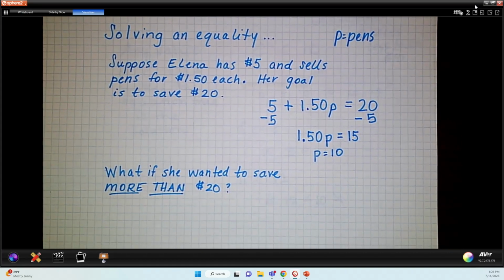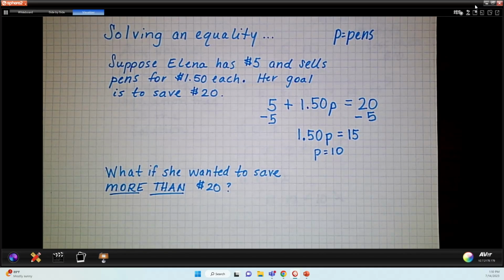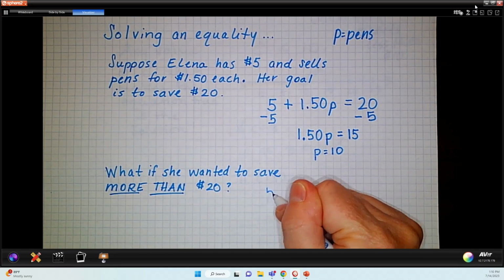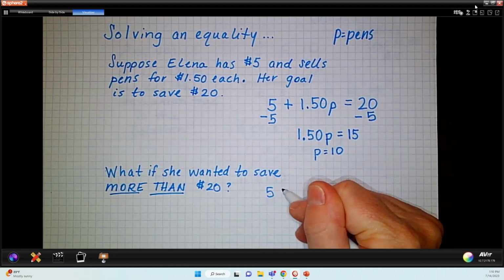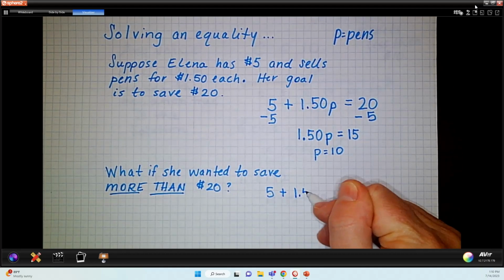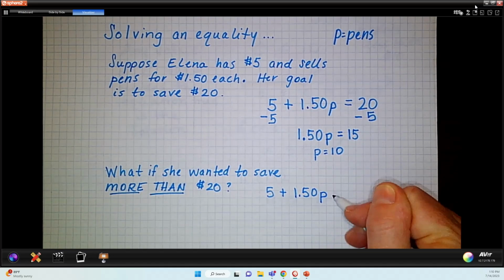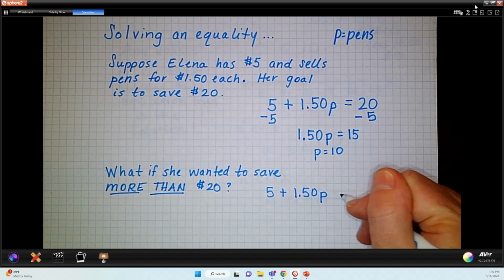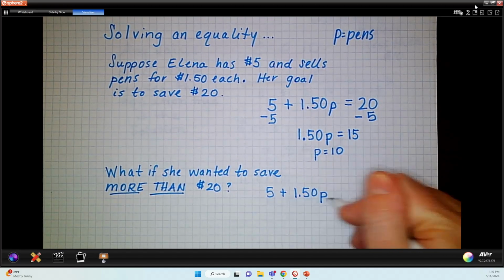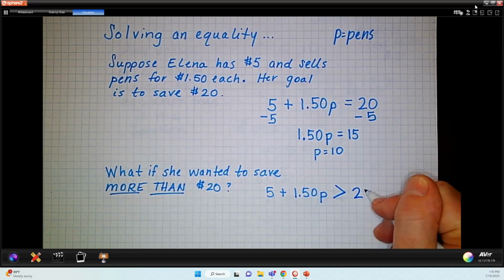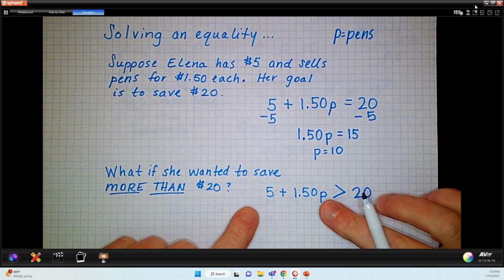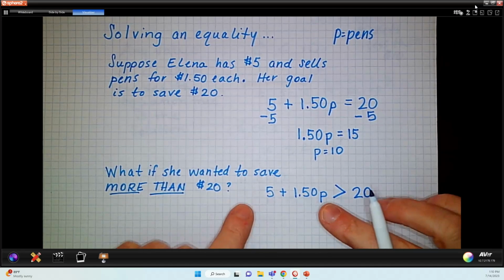Now, how would that look if it were an inequality? What if she wanted to save more than $20? So students would set it up the same way. She has her $5, and she's going to sell pens at $1.50 each. And this time she wants to make more than. So this total has to be greater than 20. Whatever she has on this side of the equation has to be greater than 20.